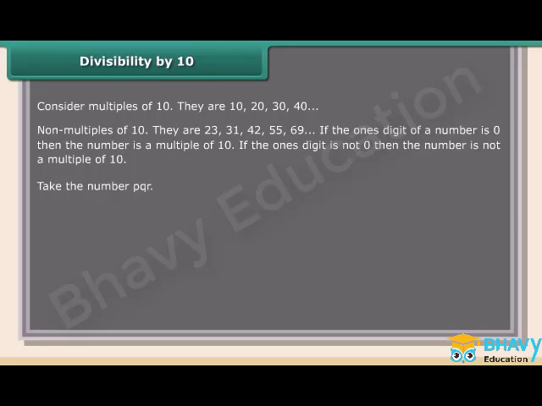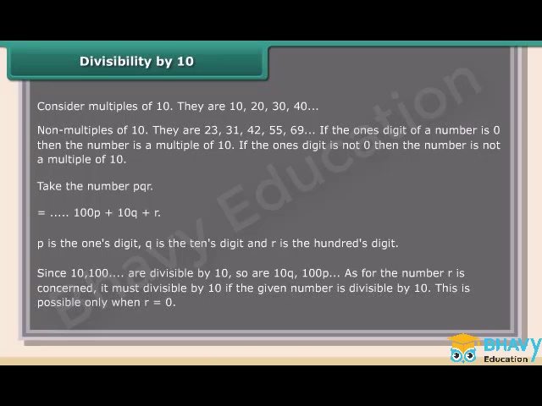Take the number PQR is equal to 100P plus 10Q plus R. R is the ones digit, Q is the tens digit, and P is the hundreds digit. Since 10 and 100 are divisible by 10, so are 10Q and 100P. As for the number R is concerned, it must be divisible by 10 if the given number is divisible by 10. This is possible only when R is equal to 0.